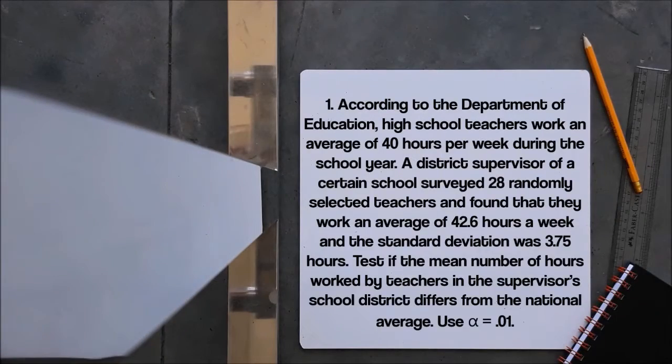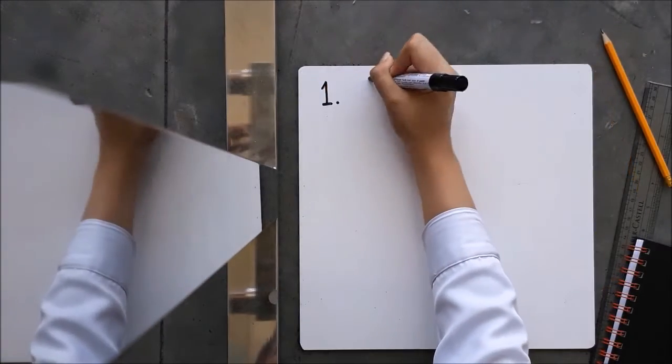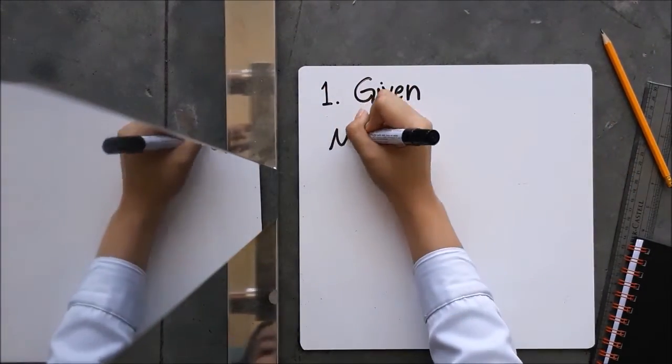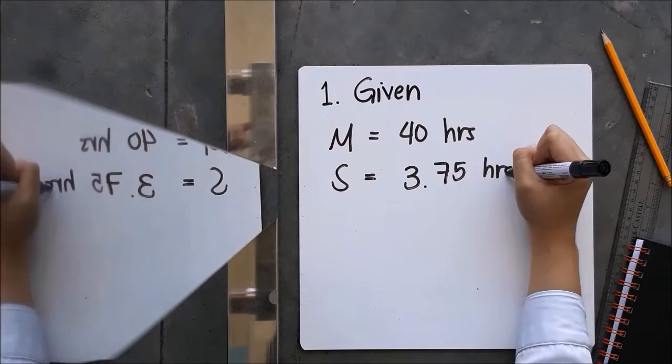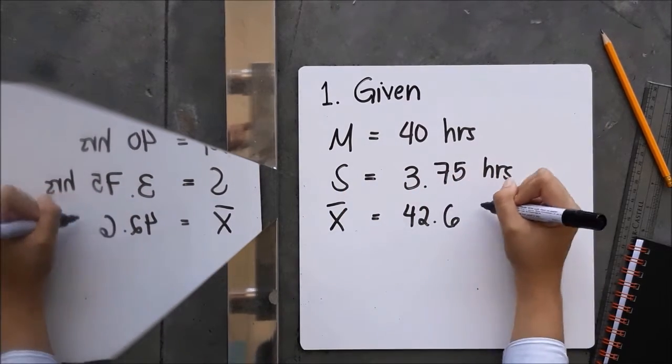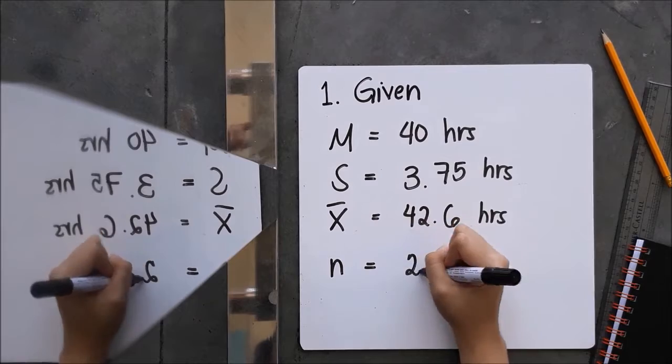According to the Department of Education, high school teachers work an average of 40 hours per week during the school year. A district supervisor of a certain school surveyed 28 randomly selected teachers and found that they work an average of 42.6 hours a week, and the standard deviation was 3.75 hours. Test if the mean number of hours worked by teachers in the supervisor's school district differs from the national average. Use alpha 0.01. Number 1, given. Mean is equal to 40 hours, S is equal to 3.75 hours, X bar is equal to 42.6 hours, and N is equal to 28.